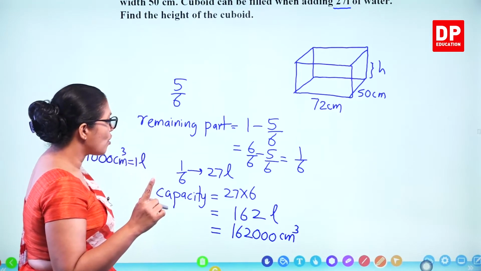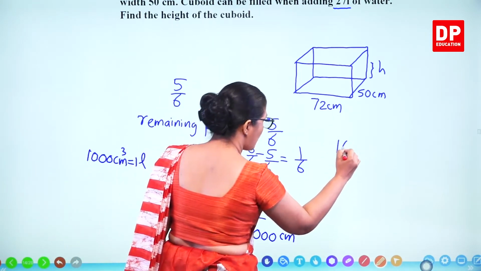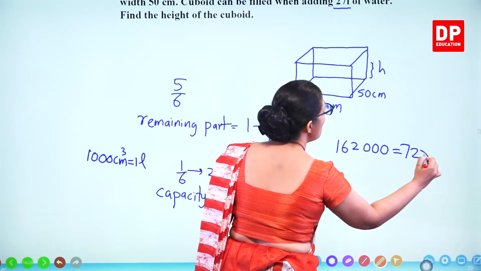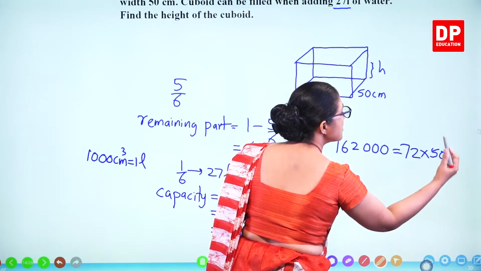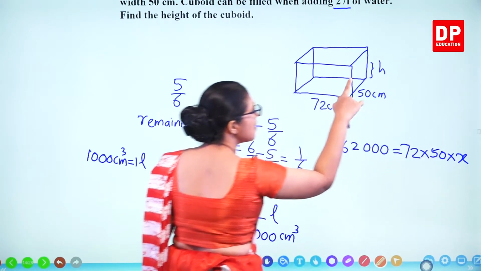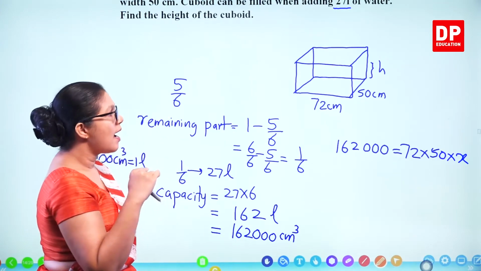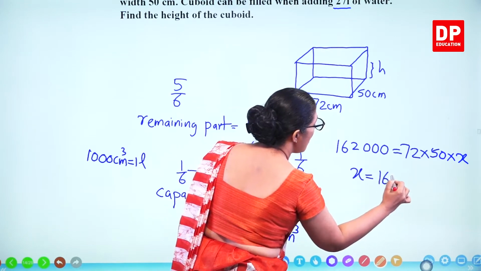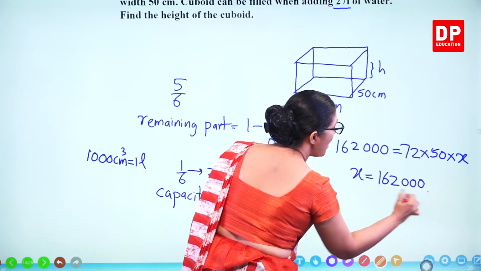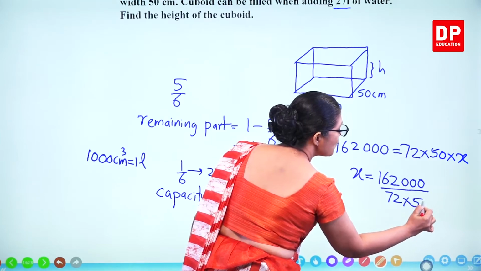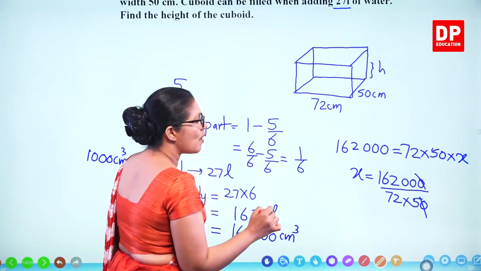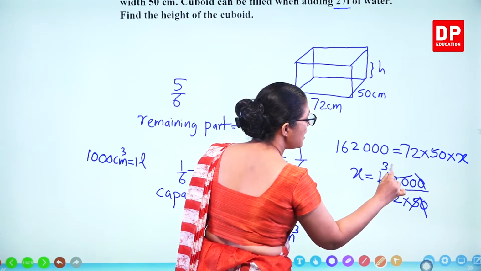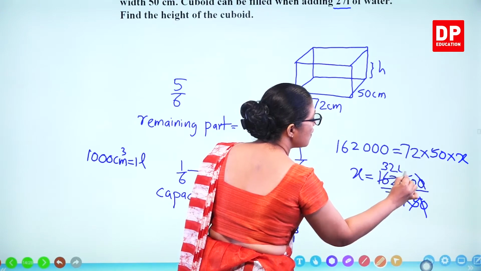So what is the height of the cuboid? This is equal to length into width into height. I'll put another letter x because h I took as the height of water. So x becomes 162,000 divided by 72 and 50. 0 gets cancelled out. Divide by 5. 5 times 3, 15. 5 times 2, 10. 4.